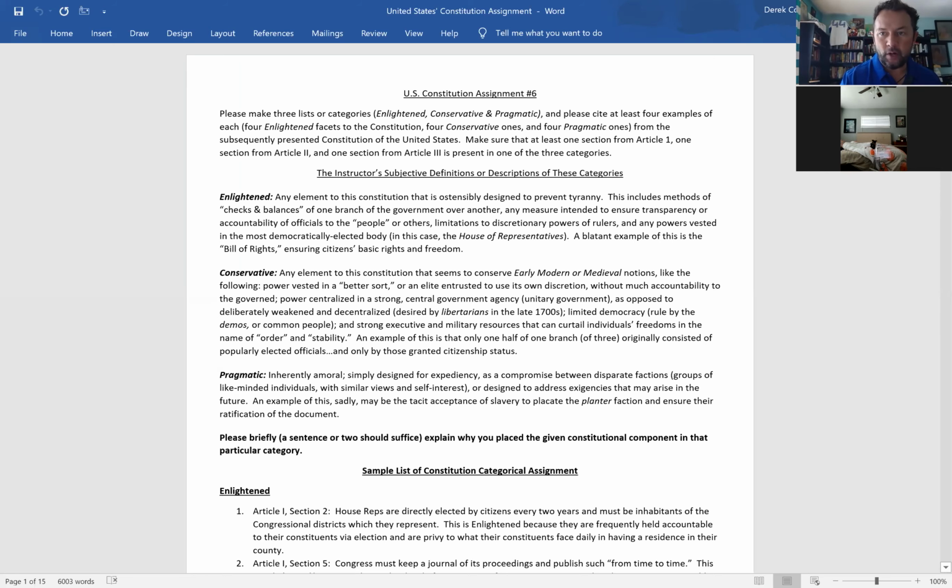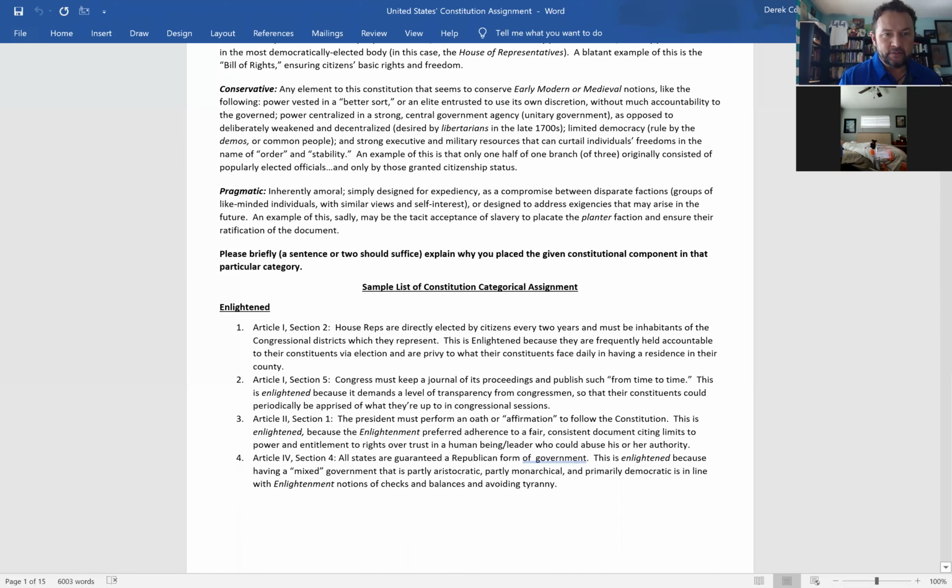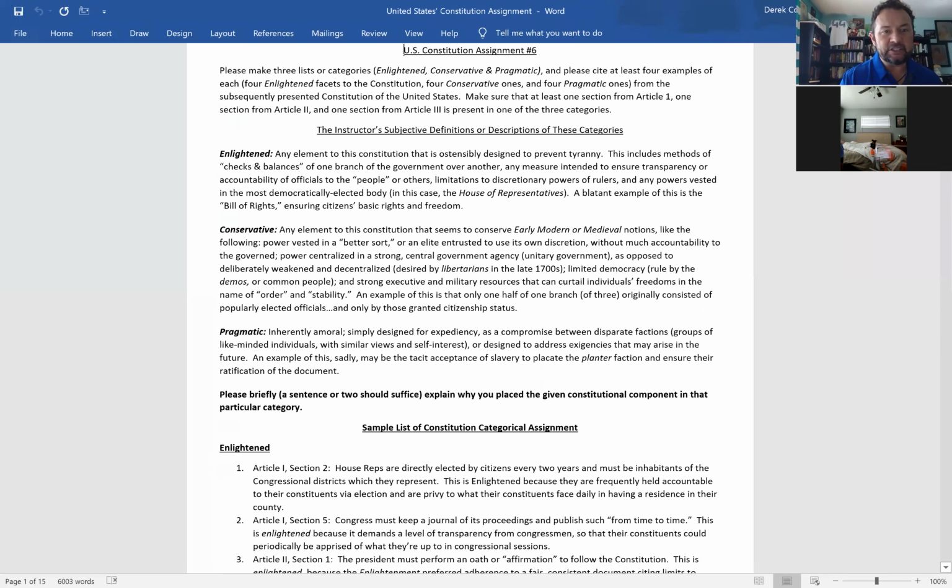So the categories. Enlightened. Okay, so obviously I use that adjective a little bit more loosely than just simply adhering to the Enlightenment, but of course it's tied to it. And the notion that in the early modern era, the vestiges of what was left of the medieval time period and the medieval codes of governing were becoming obsolete.